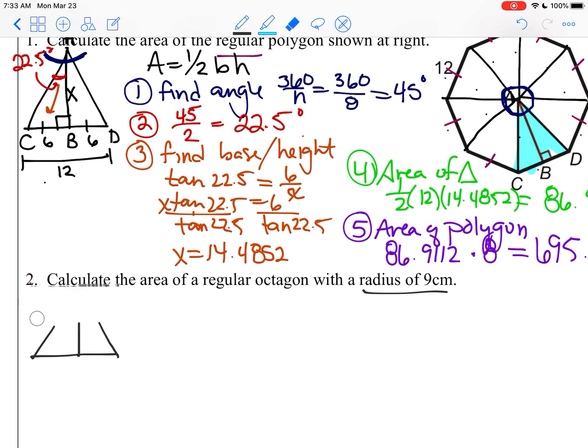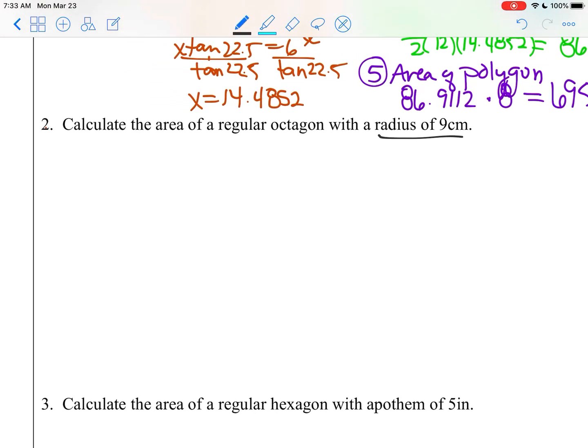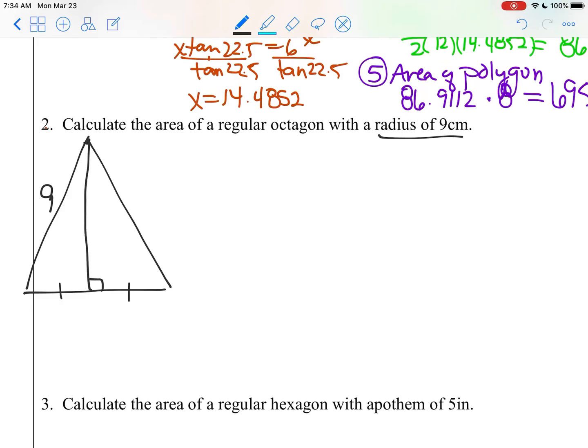Actually, I'm going to make this bigger, just so that we can see it better. This is 9. I'm going to still draw in that apothem, and that's going to split this base. So when given the radius, we do not have either of the base or the height of our triangle. So that means we need to find this length, and we need to find this length.